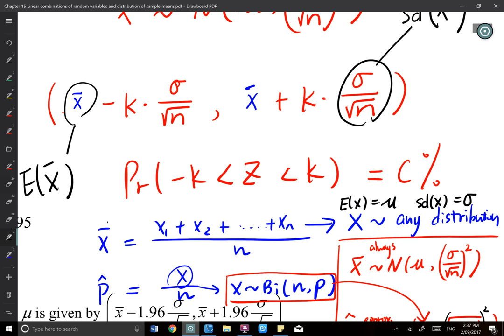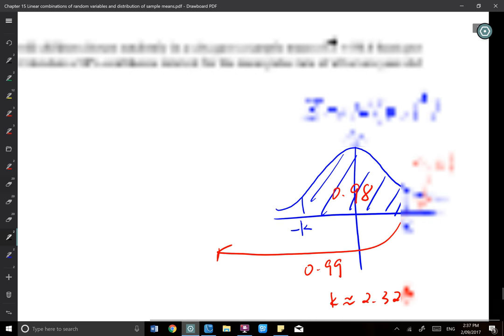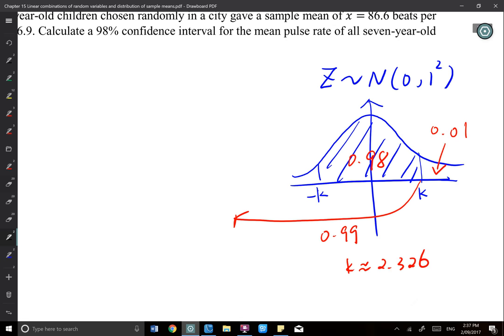We just find K. Yeah, it's totally different, okay? It's not about K at all.